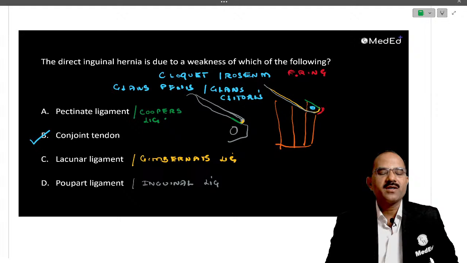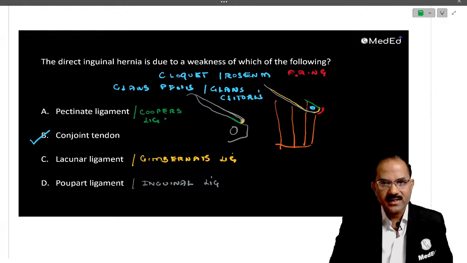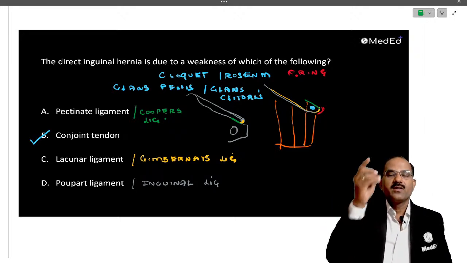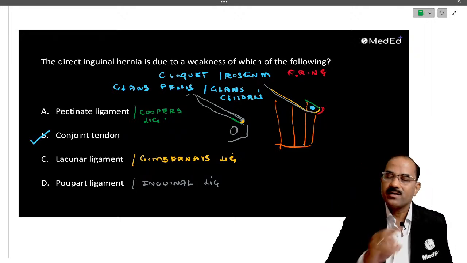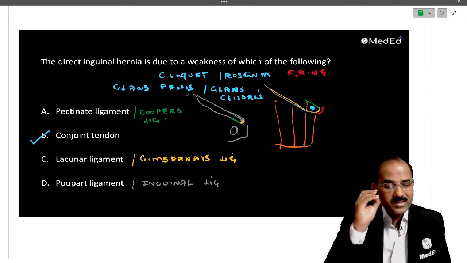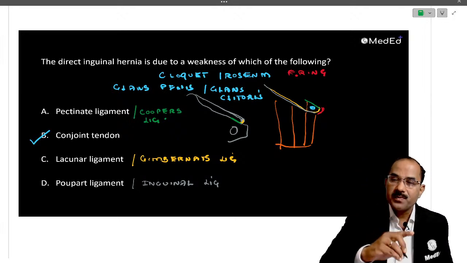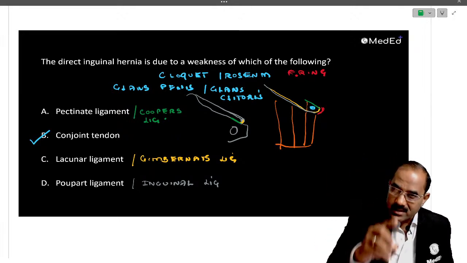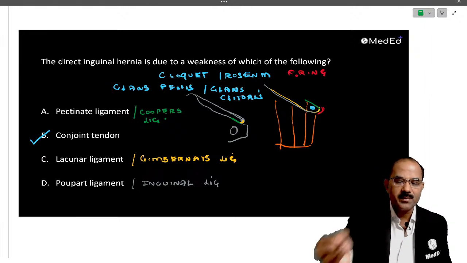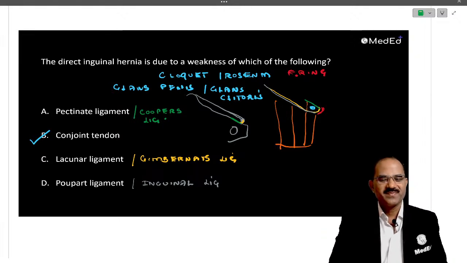Scrotum drains into superficial inguinal. External genitals except the glans penis and glans clitoris. Scrotum, labia majora drain into superficial inguinal lymph nodes. So how is that sentence? The external genitals drain into the superficial inguinal lymph nodes, except the glans penis and the glans clitoris, which drain into the deep inguinal lymph nodes. Remember it like that. That's how the statement is. Clear, children?